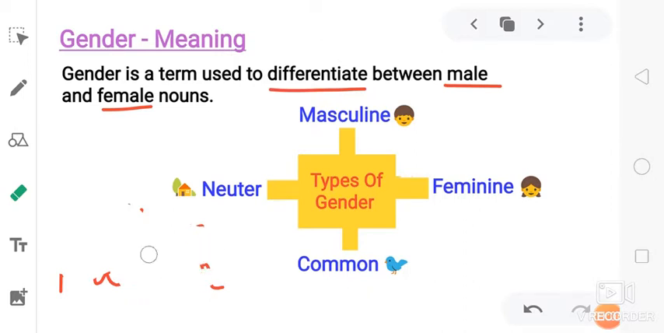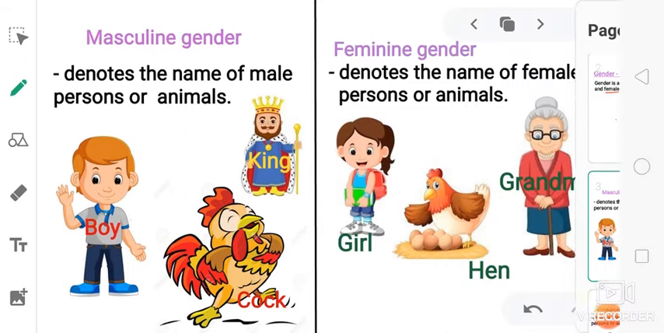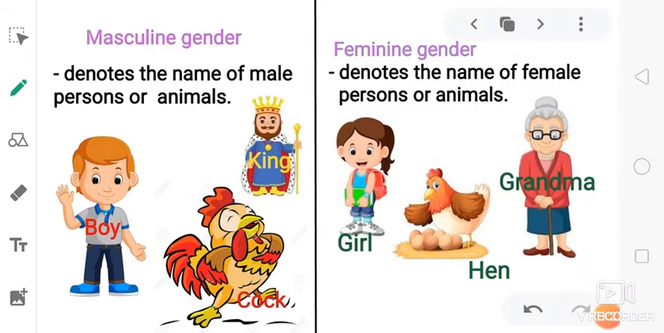In gender there are four types: masculine gender, feminine gender, common gender and neuter gender. Let us see all the genders one by one. The first one is masculine gender.